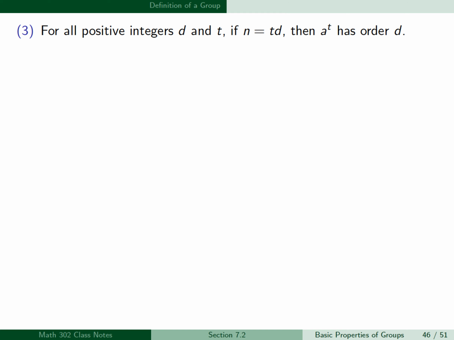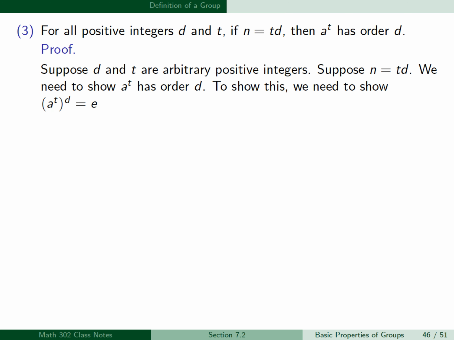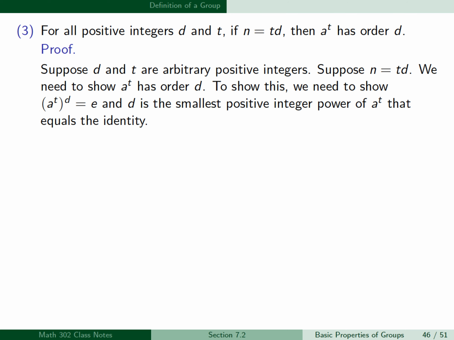And moving on to part 3, for all positive integers d and t, if n is equal to td, then a to the t has order d. So we'll suppose that d and t are arbitrary positive integers. We'll suppose our hypothesis n is equal to td. We need to show that a to the t has order d. To show this, we need to show that a to the t raised to the d power is equal to e, and d is the smallest positive integer power of a to the t that equals the identity.